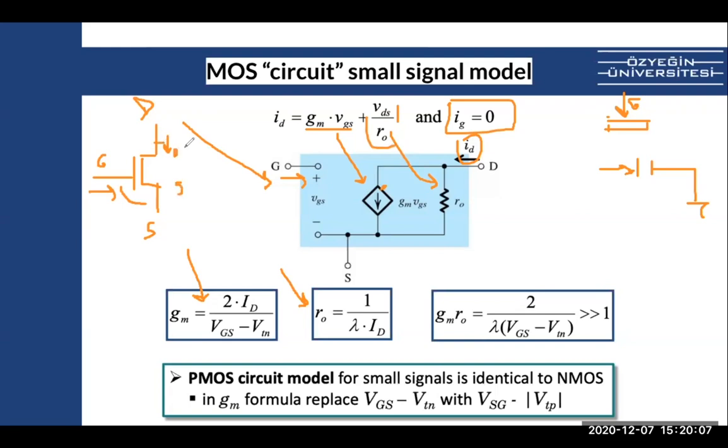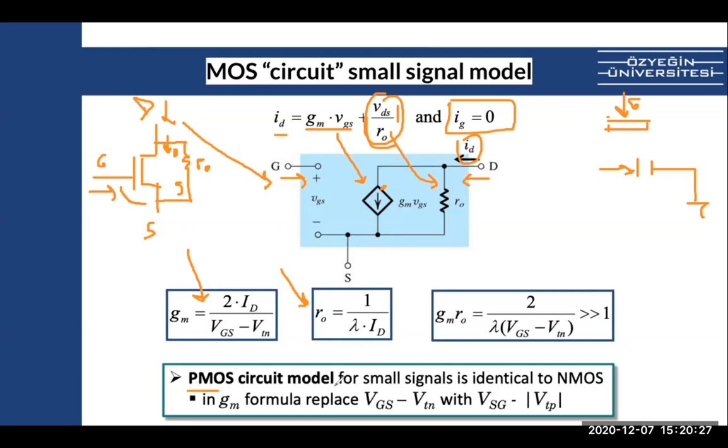So we can basically model the channel resistor as R0. So VDS over R0 is another term that adds to the ID. So total current ID is this current, okay?